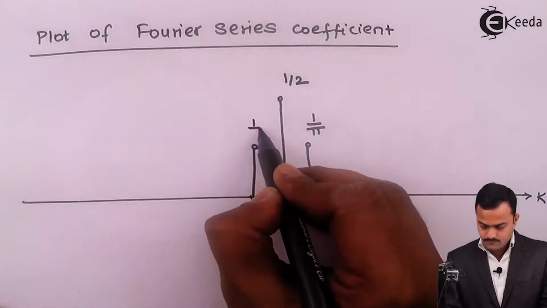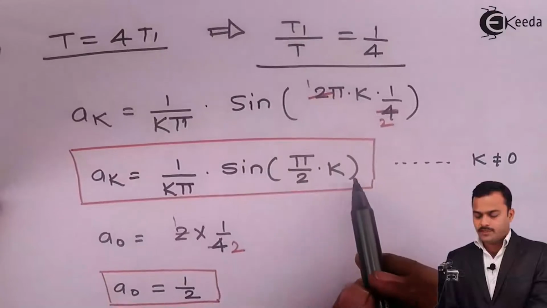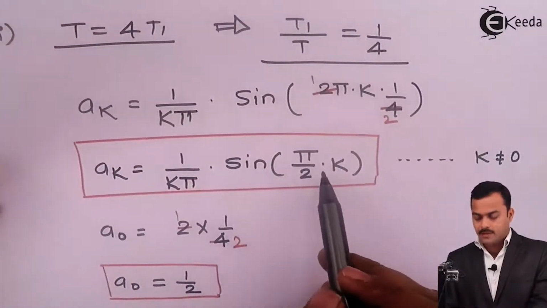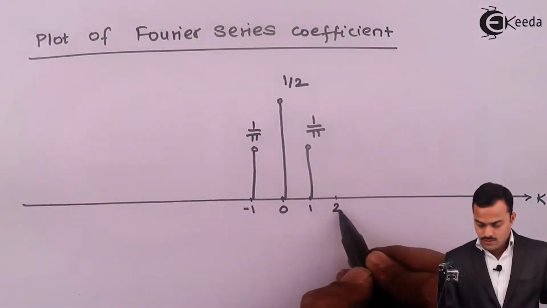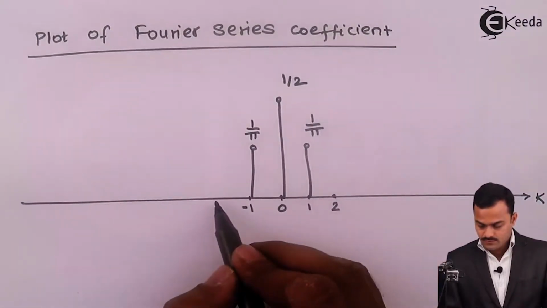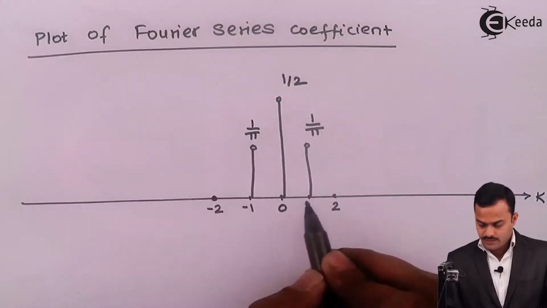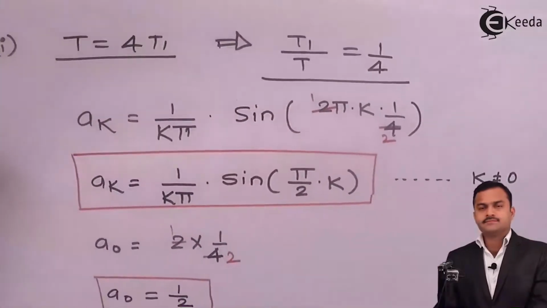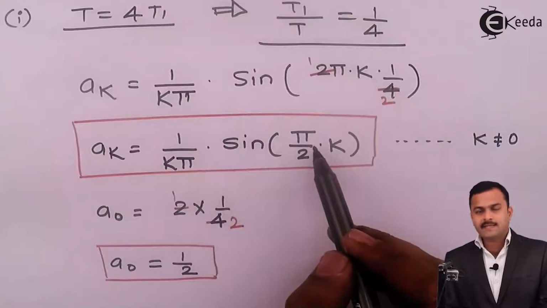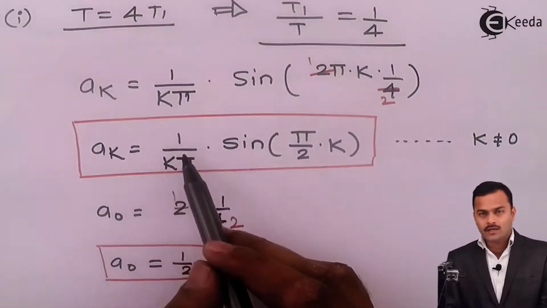K equal to 2. If I put k equal to 2, I'll get sin pi, and sin pi is 0. So for k equal to 2, I will get the signal 0. Same is the case for k equal to minus 2, we will get the signal as 0. Now for k equal to 3, sin 3 pi by 2 is minus 1, and k is 3, so it's minus 1 by 3 pi.